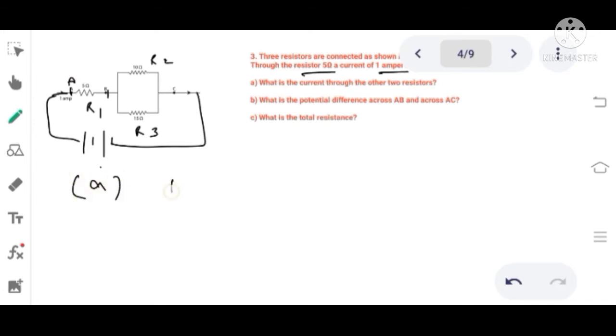So let's come to part A. What is the current through the other 2 resistances, that is R2 and R3? So current goes through R1, then gets split to R2 and R3. Let the current be I2 and I3, or I1 and I2. It is not given here. So these are the two things that you have to find.